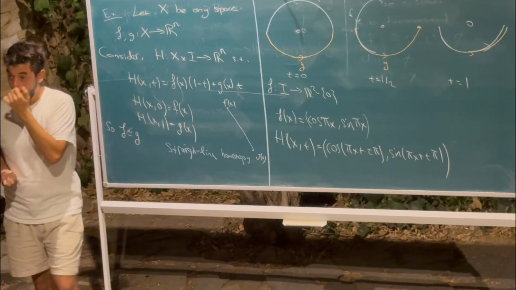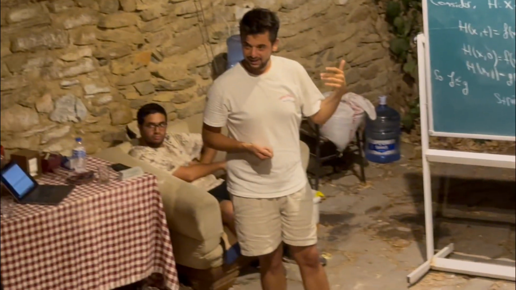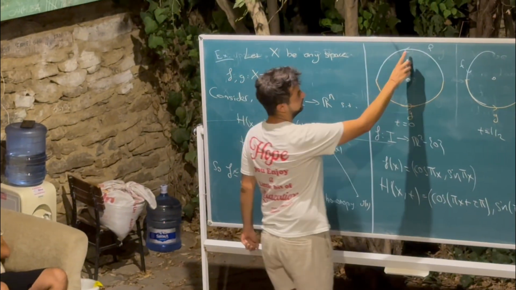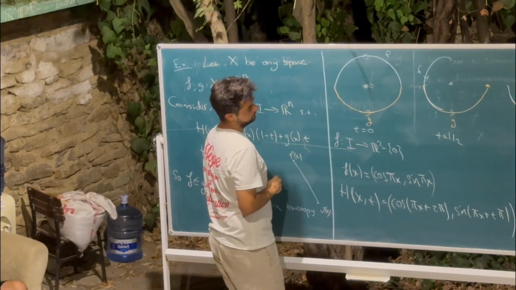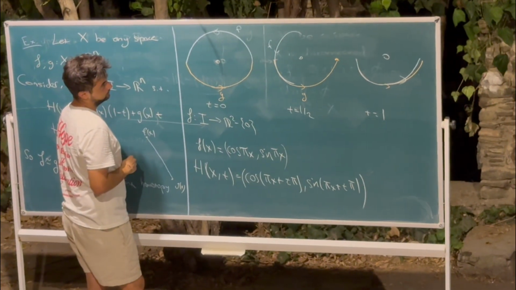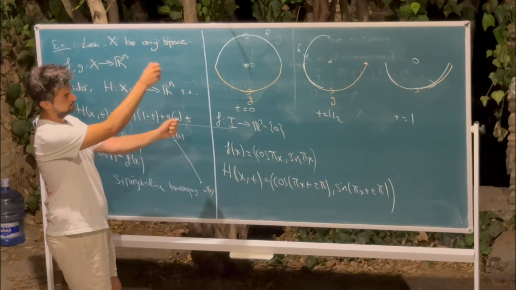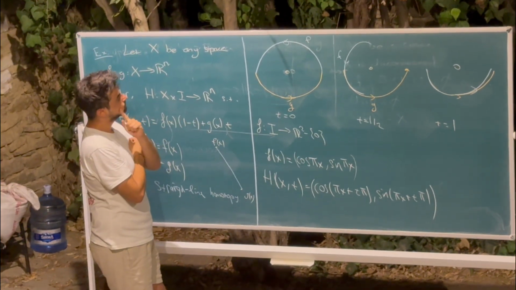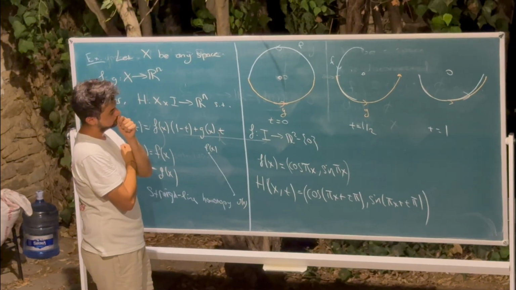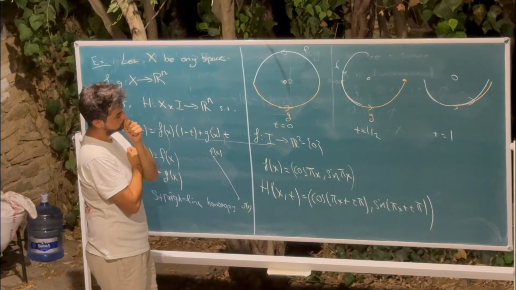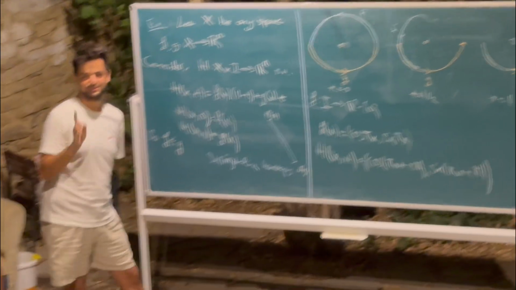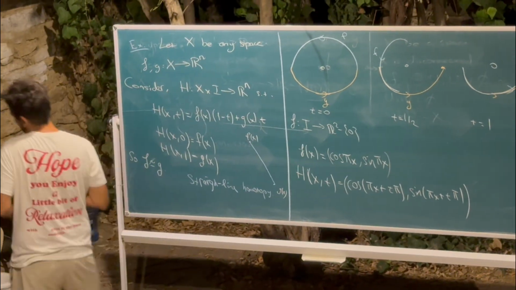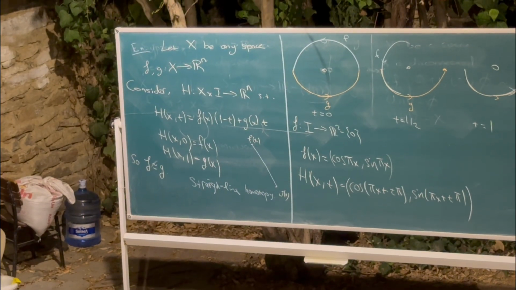I think if the direction of F is reversed, maybe they can't be homotopic. You think they can't be homotopic? I feel like they can. Let's think about this, it's a good question. I feel like they can, but maybe they can't. Maybe they're not homotopic.